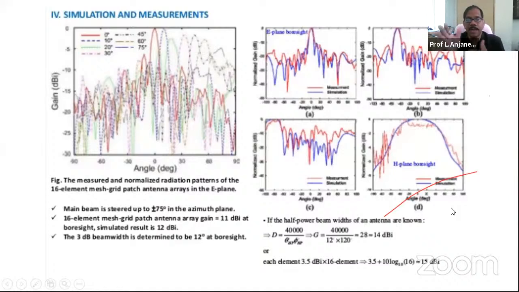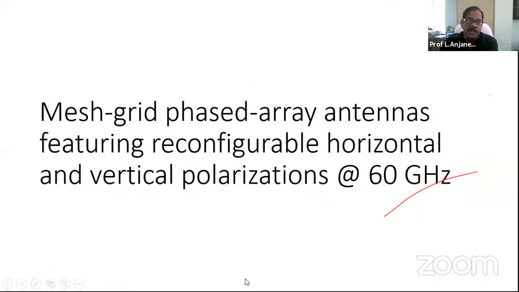So therefore, the antenna beam and typical gain of the entire 16 element array that is shown here is 15 dBi, with respect to an isotropic antenna. That's the gain that is shown over there. Okay. This is one design, and this is another design that I'm going to show you quickly.